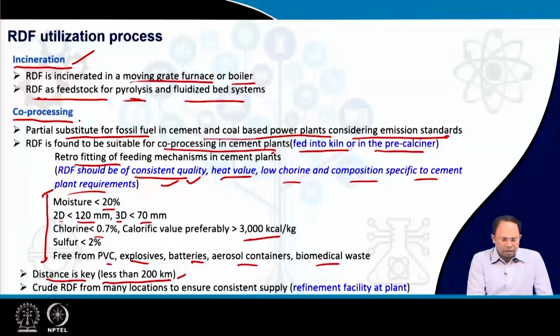So the other option could be that crude RDF from many locations in the city can be taken up, and once it is brought to the facility, it is refined so that we get a consistent supply as well as consistent quality of the RDF. Different plants may have different quality output, different quantity output. Some plants may send something, other plants may fail to send something at certain times. So it's better to take supply from multiple plants together and also do the processing or refinement at the facility itself where it would be utilized, so that we get uniform quality as well as quantity.